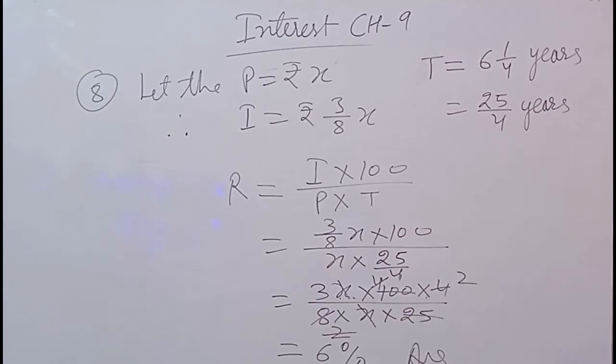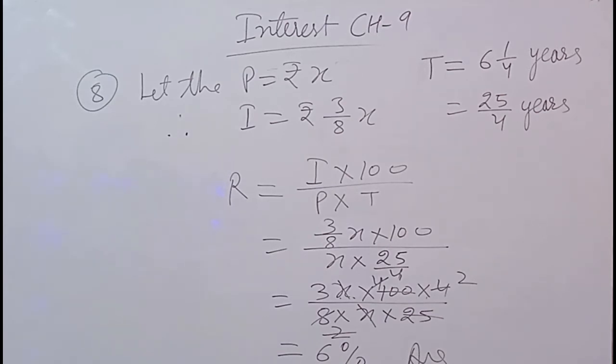Children, I am taking question number 8. The simple interest on a certain sum of money is 3 upon 8 of the sum in 6 1 upon 4 years. Find the rate percent charged. So let the principal be rupees X. So I will be rupees 3 upon 8X as given. The interest is 3 upon 8 of the principal, and time is given as 6 1 upon 4 years, that is 25 upon 4 years.